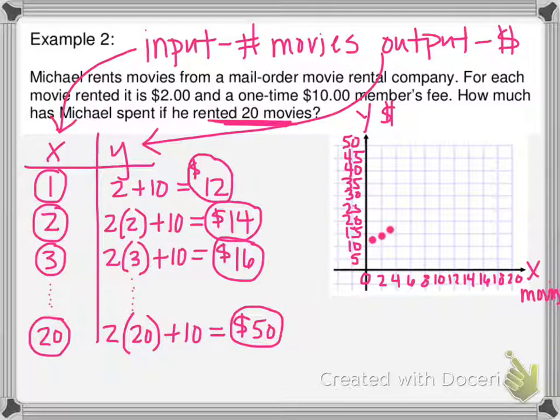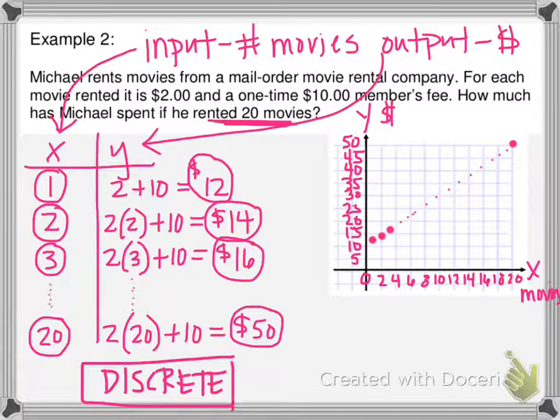Our last point is 20 movies cost $50. So if I was to fill this in, there would be a bunch of points between those points. I can just imagine what that would look like. It would be some points in here, right? And that's not exact. But I wouldn't want to connect the points because there's no way I could rent part of a movie for part of the price. So this would be an example of a discrete graph, and that's going to influence how we write our domain and range.